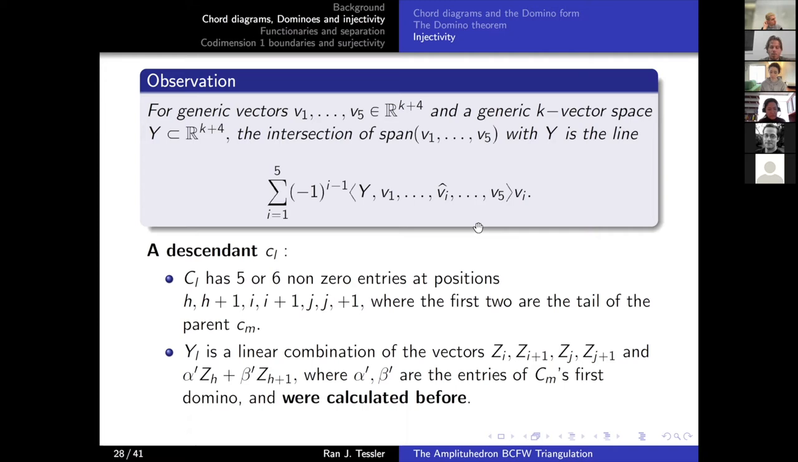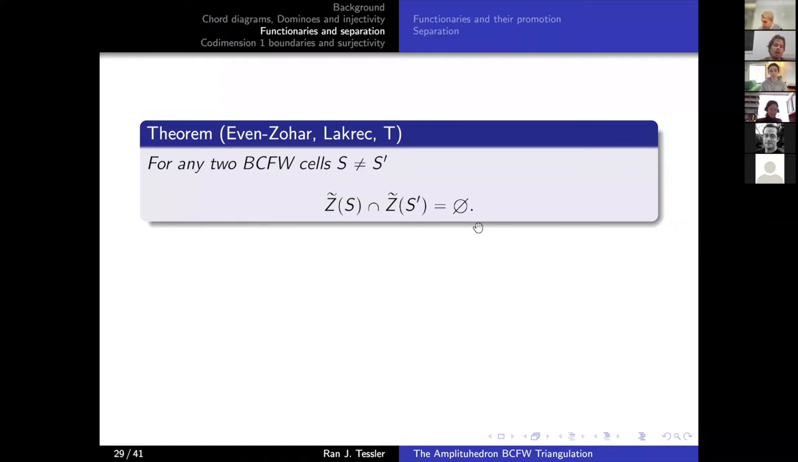So if there are no questions on the injectivity, I would like to describe a separation, which I consider as perhaps the key part of this work. So the next theorem is the separation, meaning that for any two different BCFW cells, their images do not intersect.